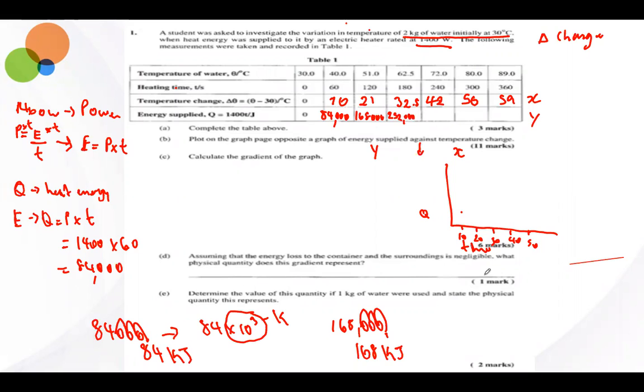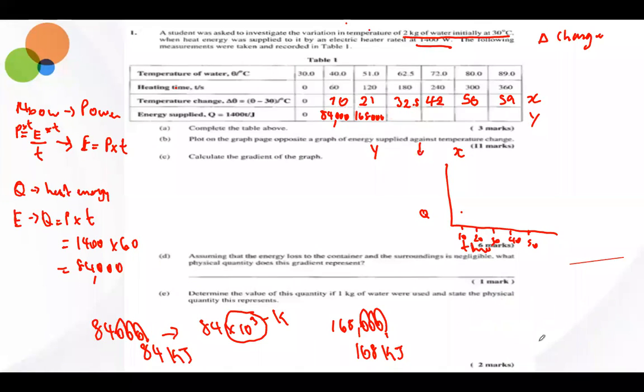252,000, right? So 252,000. Standard form. All right. We will put it into standard form and we would change it to kilojoules. So therefore, 252 times 10 to the 3, and then this is equal to kilo. So it will be 252 kilojoules.